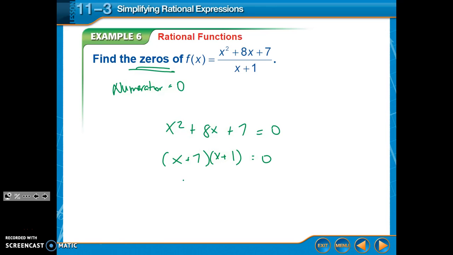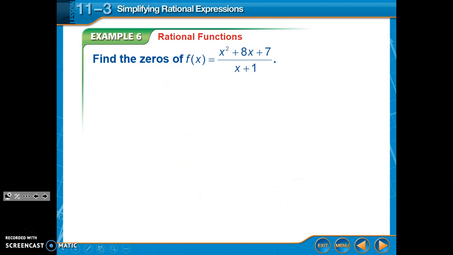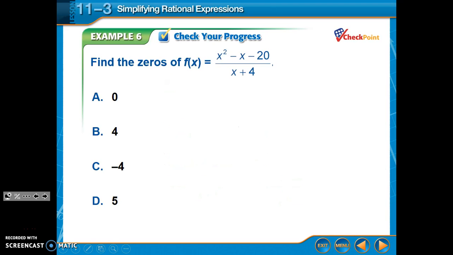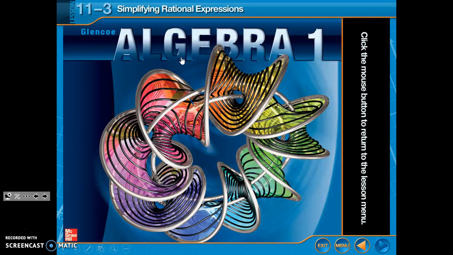So once I have it factored, I set each part equal to 0 using the zero product property. And I get x equals negative 7 and x equals negative 1. And those are the zeros. Those are the values that make the whole function equal to 0. Okay, so you guys do this one really quick. Factor the numerator and set it equal to 0. And that is the end of 11.3.